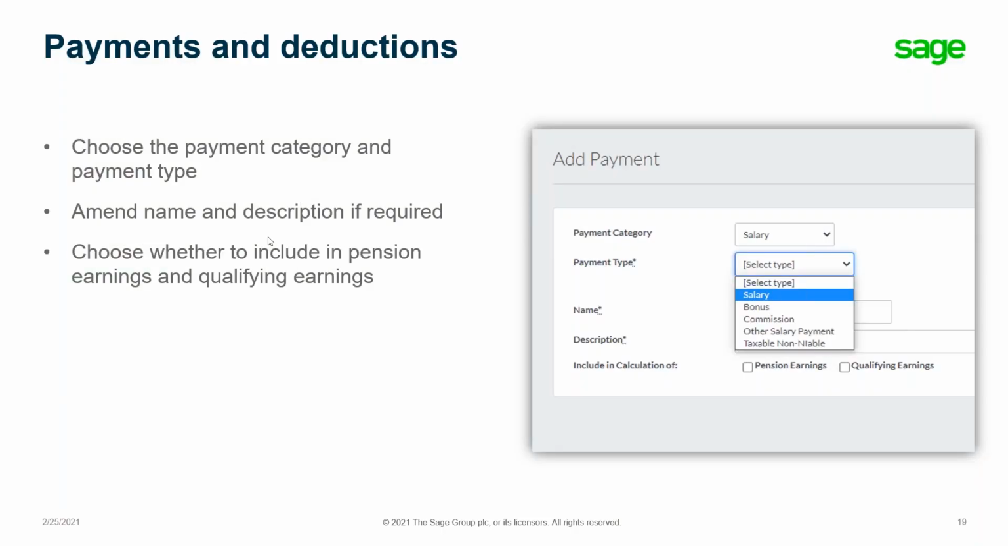Okay, so just a quick one there, looking at setting up payments and deductions. Really straightforward. Simply choose the category and payment type, which will then apply the appropriate settings, whether that's hourly or fixed amounts. Amend the name and description if required. You're free to do that. And then you've got the settings to include them in pensionable and qualifying earnings, which should make a bit more sense once we go through the auto enrolment and pensions setup. So let's just jump on to the next section.